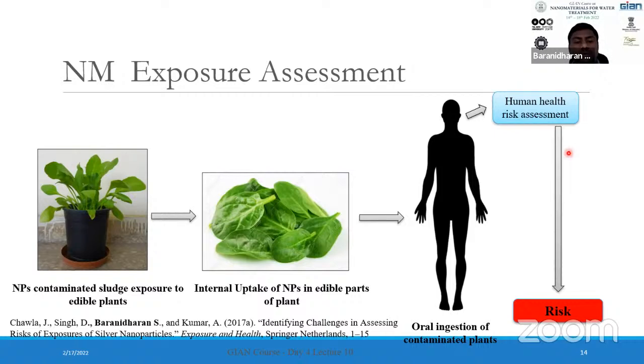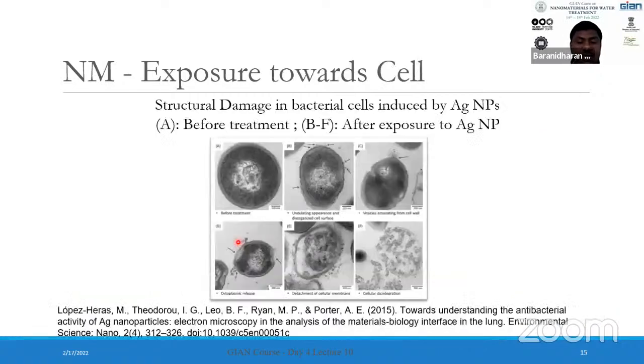what happens when you consume this leaf in at least one meal? What is the risk? We have already seen ingestion, inhalation, and absorption as pathways of these nanoparticles. Again, this will be discussed in detail: whether humans are really at risk when exposed to plants that are cultivated with nanoparticle-containing sludge.